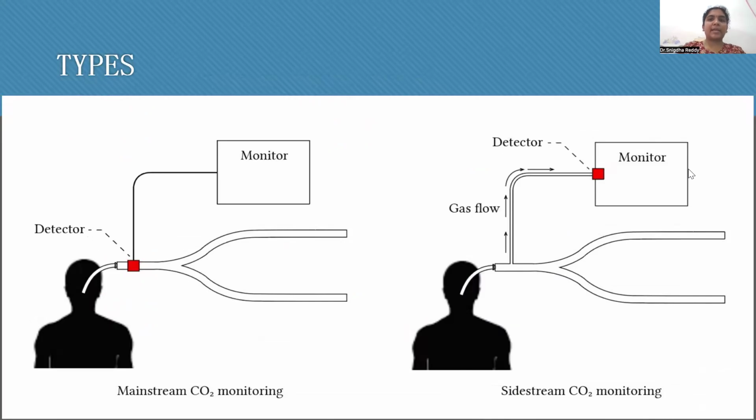So there are basically two types of capnography: mainstream and sidestream. In mainstream, as the picture shows, the sensor is present directly near the ET tube, between the ET tube and the circuit, and a wire connects from the sensor to the monitor. Whereas in sidestream, a sampling tube takes the carbon dioxide in the gas sample to the monitor. The sensor is present in the monitor itself.